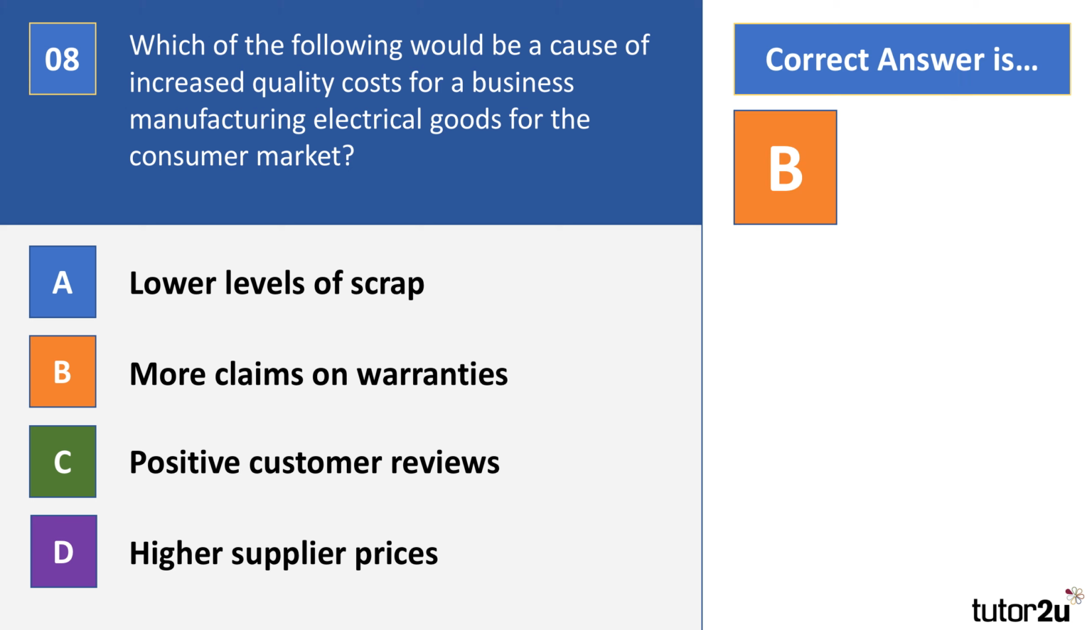More claims on warranties. It's often the case that businesses that manufacture electrical goods and other goods for the consumer markets offer a warranty, a guarantee that the product will be of sufficient quality, it won't break down, it will be reliable. And of course, if consumers make a claim on that warranty, it's that something has gone wrong, and therefore it's a cost arising from poor quality which will hit the manufacturer. So answer B is the correct answer.